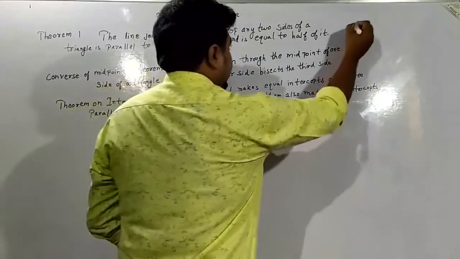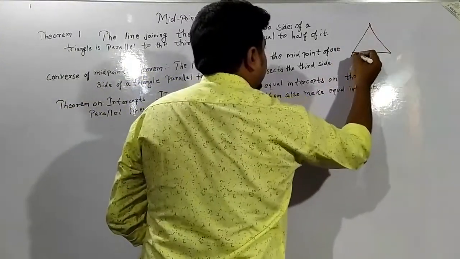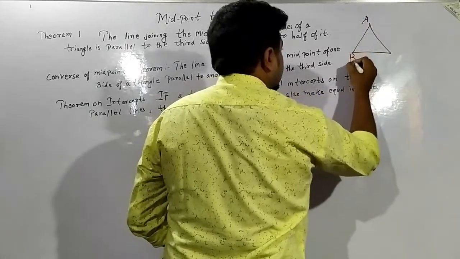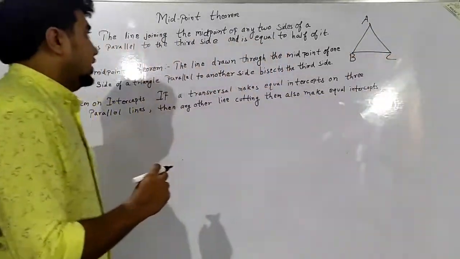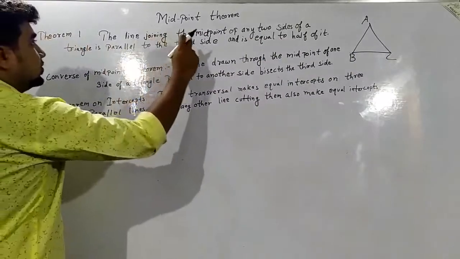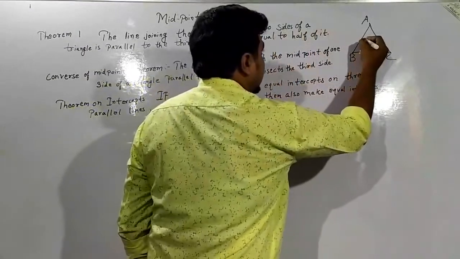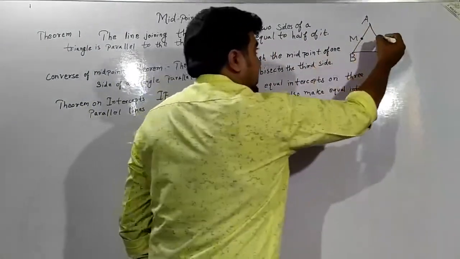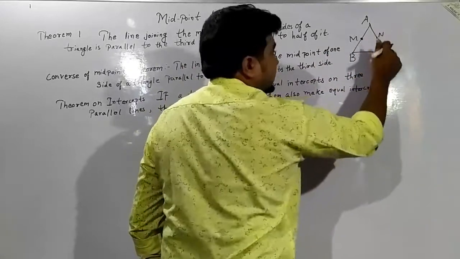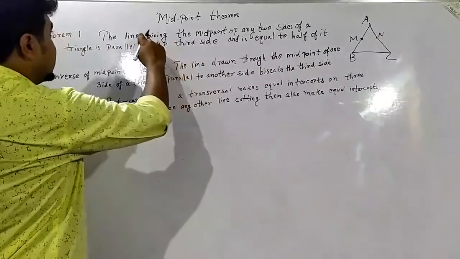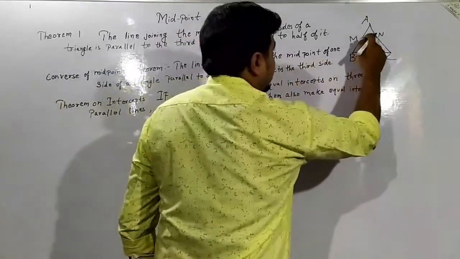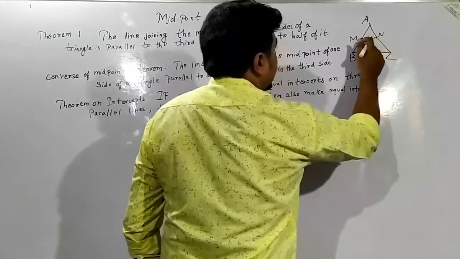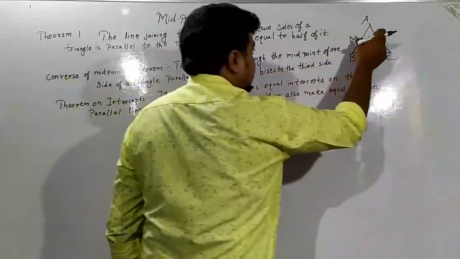If I draw a triangle, suppose this is triangle ABC. In this triangle it is saying that the line joining the midpoint of any two sides. If I mark M as the midpoint of AB and N as the midpoint of AC, the statement is saying that the line joining the midpoints, this is midpoint and this is midpoint, the line joining the midpoints means MN.